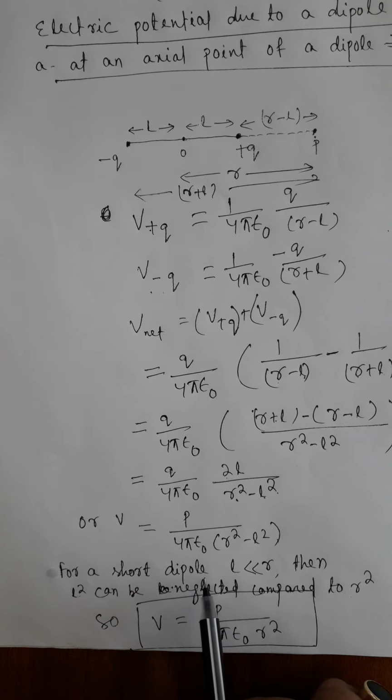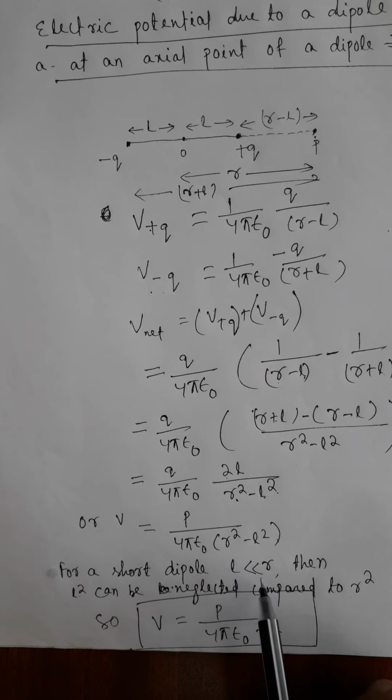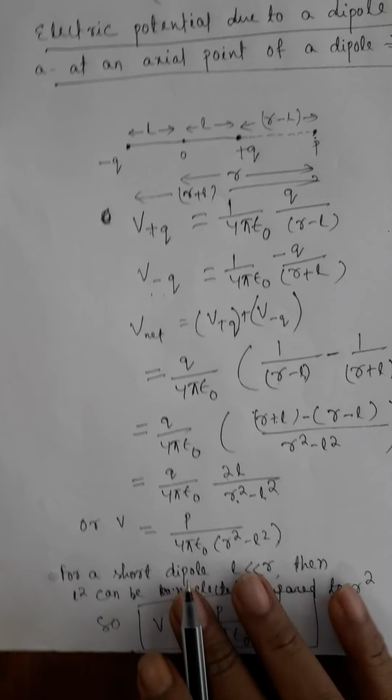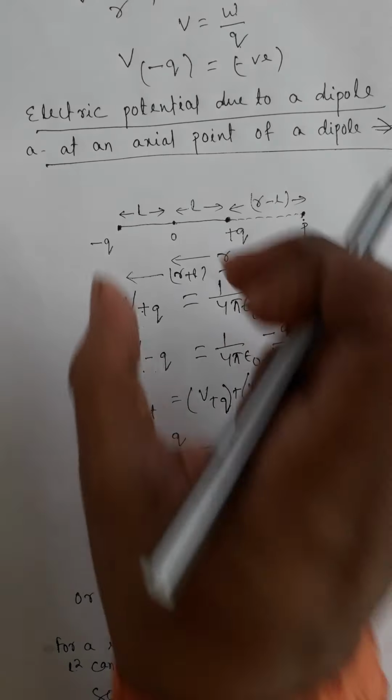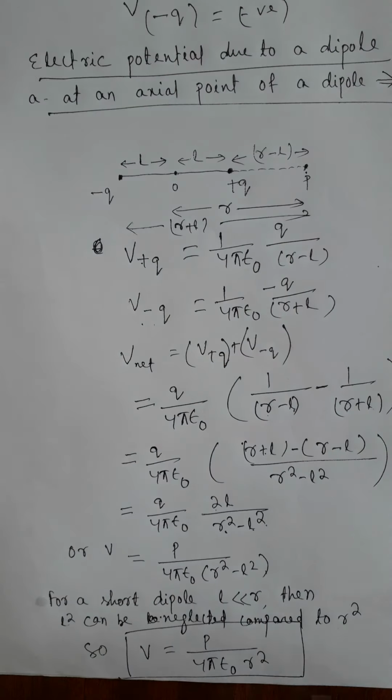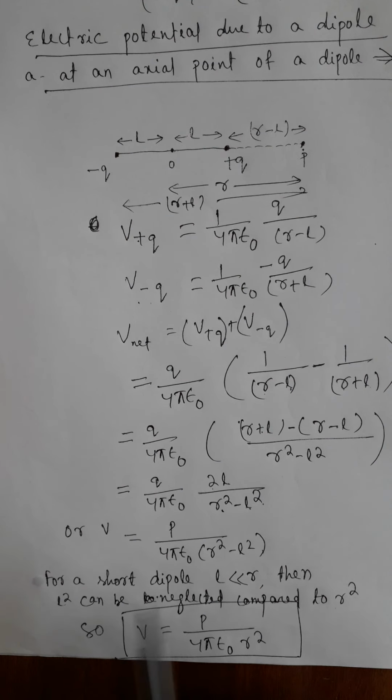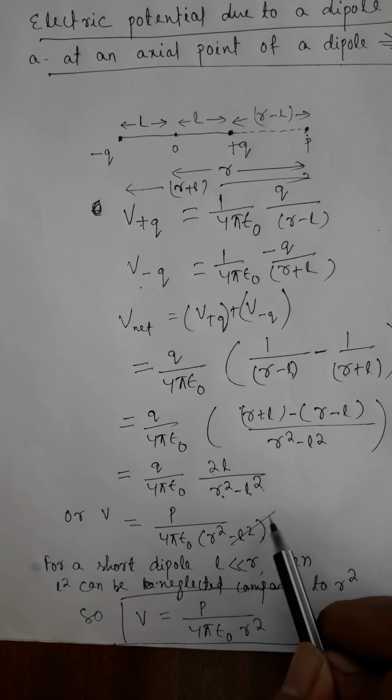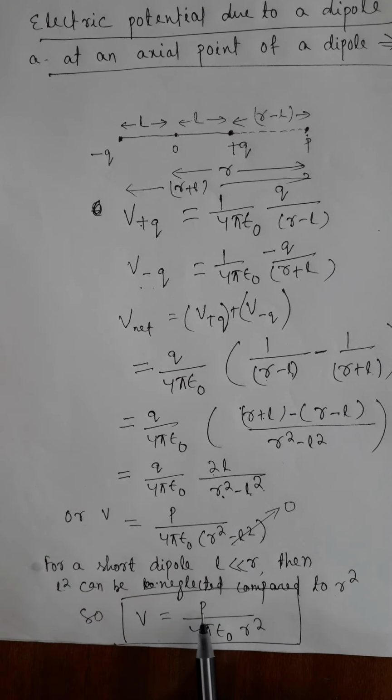For a short dipole, this L can be neglected, or it is very small compared to r, because the length of the dipole is very small. So we can neglect L square compared to R square. If this term is neglected, then V is equal to P divided by 4 pi epsilon naught R square.